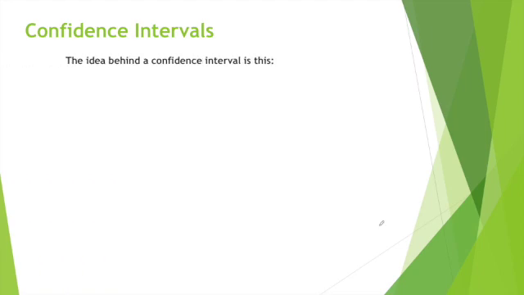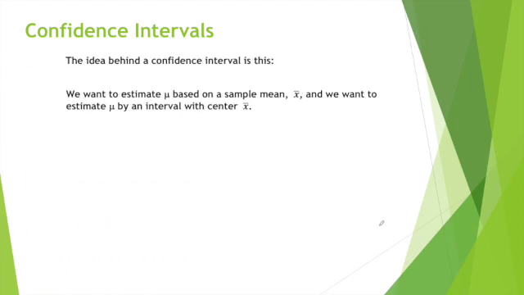The idea behind a confidence interval is this. When we want to estimate a population mean, right? This is my population mean. Based on a sample mean, right? That's when we have an X with a bar.